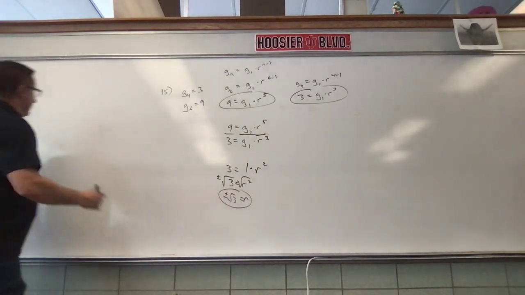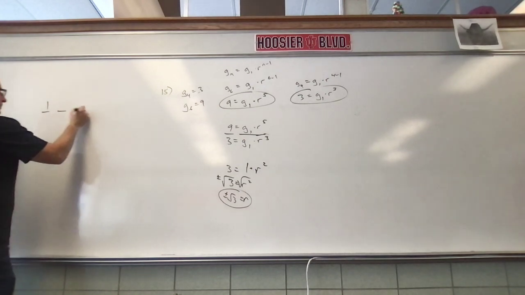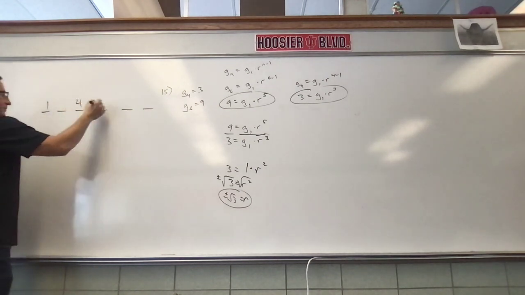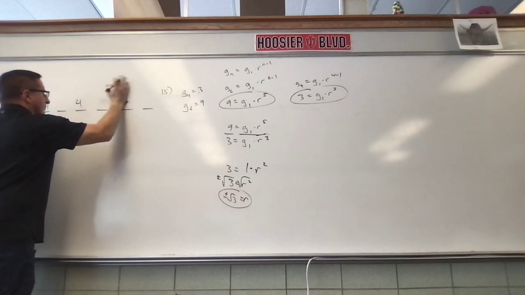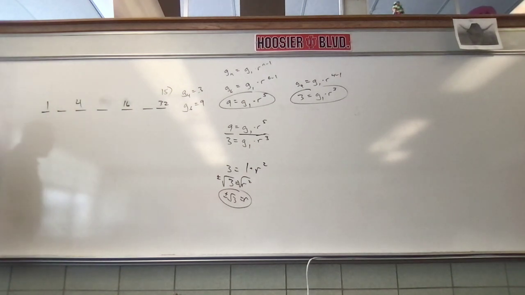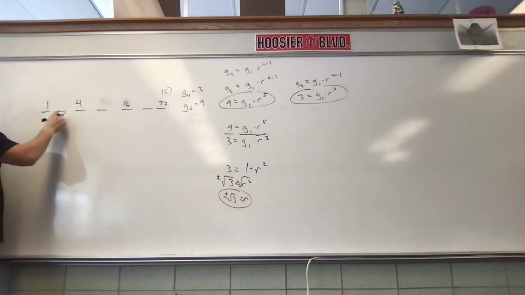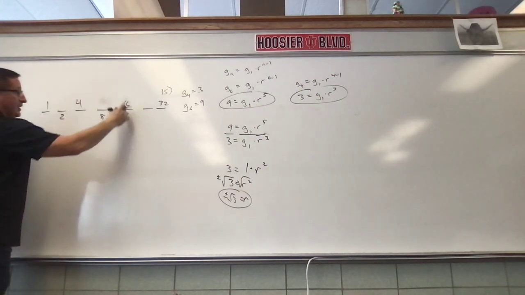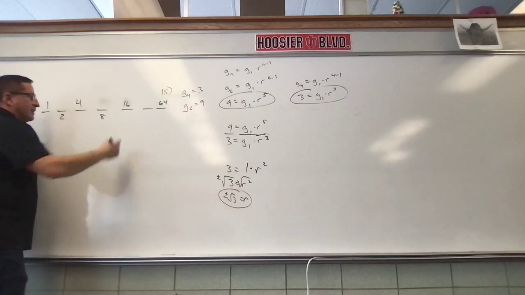Okay? If I gave you this, do you know what my common rate is here? How would I go from 1 to something, then to 4, then to something, then to 16, then to something, 32? Any idea what you think I'm doing? We're doing it geometrically. We're timesing by something. Times by 2? Times this by 2, you get 2. Times that by 2, you get 4. Times that by 2, you get 8. Times that by 2, you get 16. Times that by 2, you get 32.